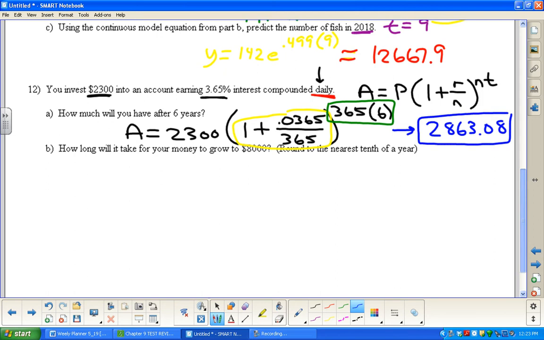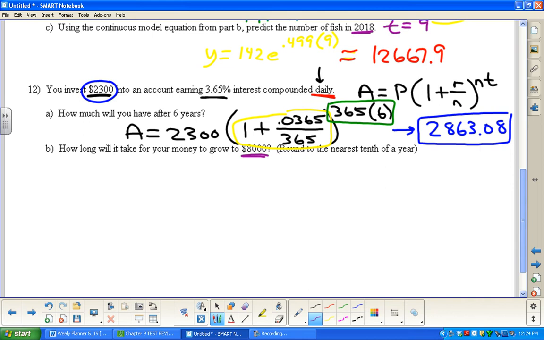A way to kind of make sure it seems reasonable too, look at what we started with. We started with $2,300, and we're earning a fairly small percentage, so 2,800 as a final answer seems reasonable to me. If you ended up with like $1 million or something would probably be off. So just make sure you end up with a little more than you started with, and you should be confident that's right.